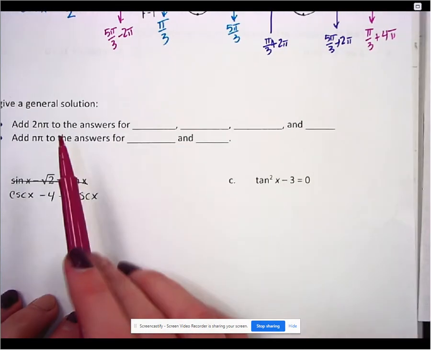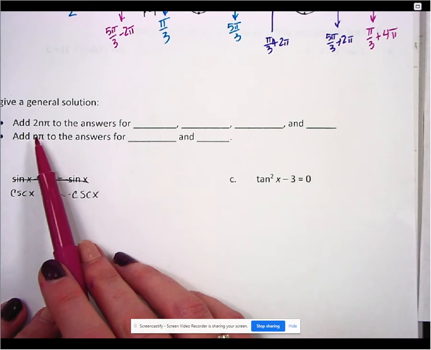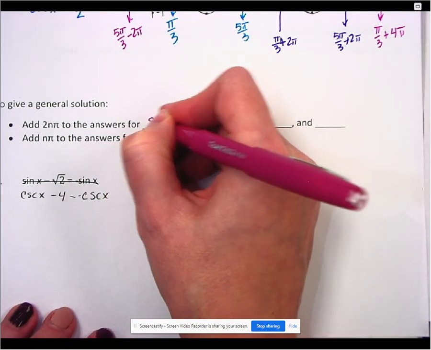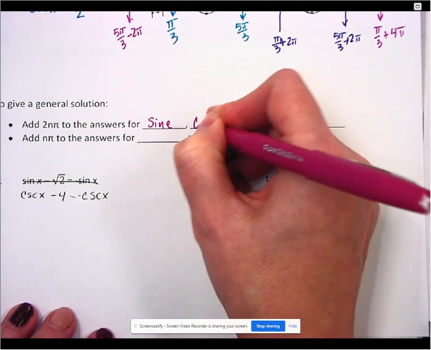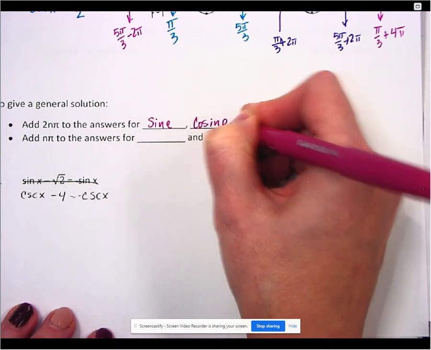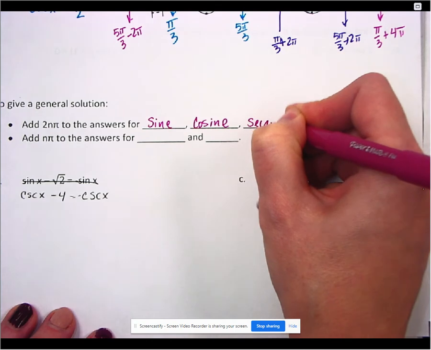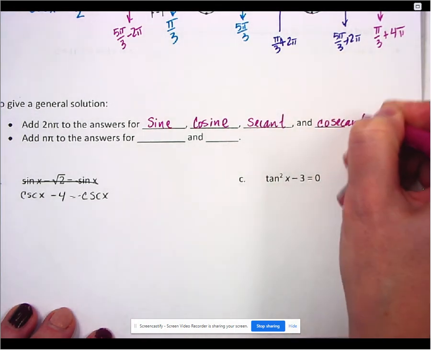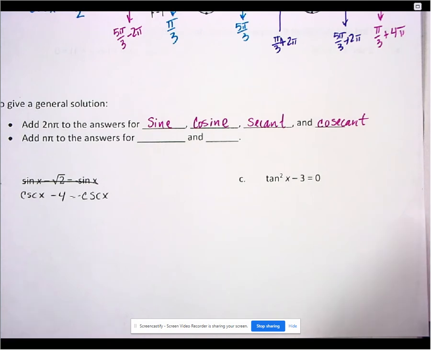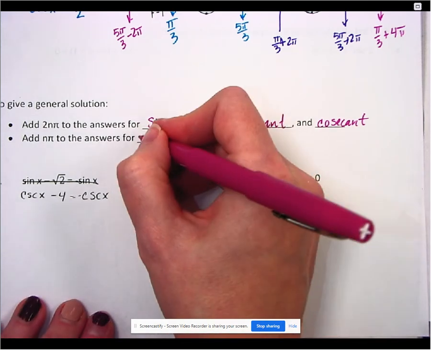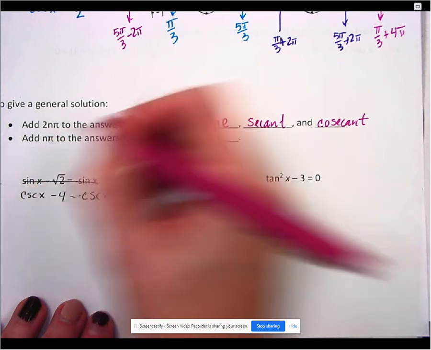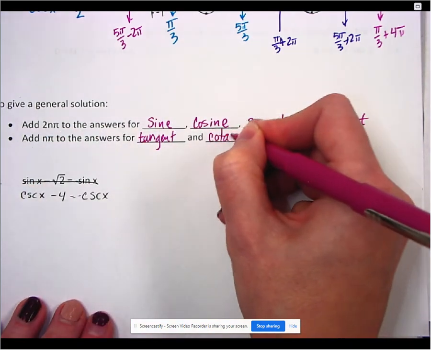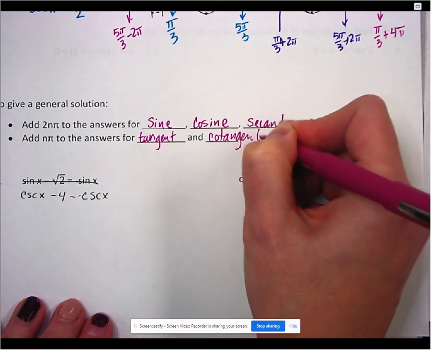All right, so to give general solutions, you're going to add 2n pi for sine, cosine, secant, and cosecant. All of the trig functions that have an original period of 2 pi. And then for tangent and cotangent, you only have to add n pi because they have a shorter period.